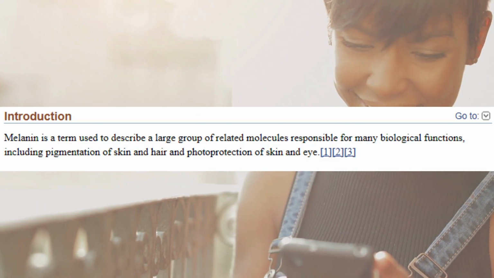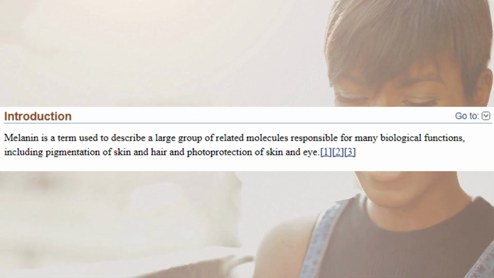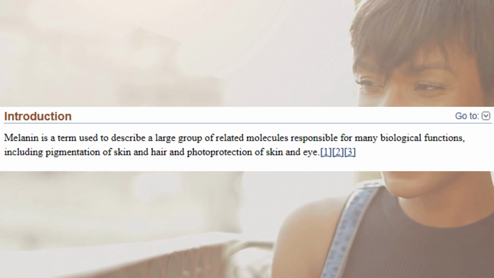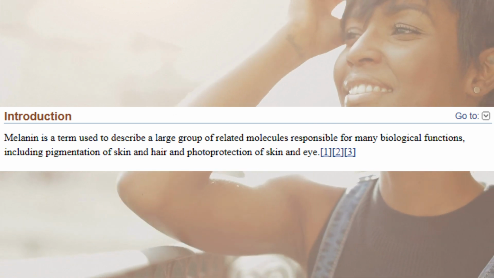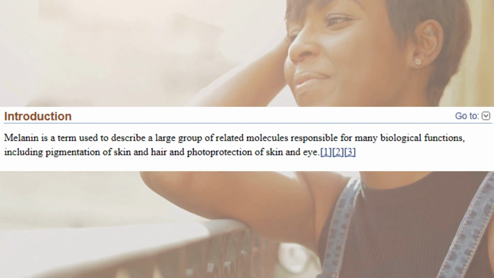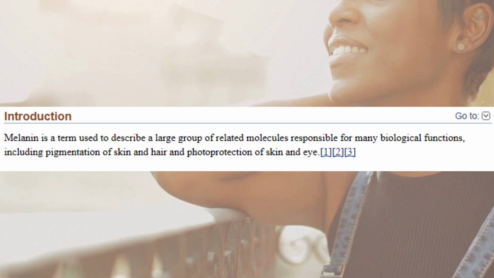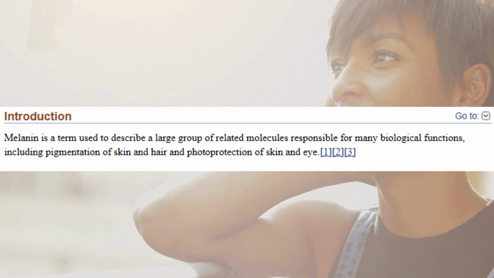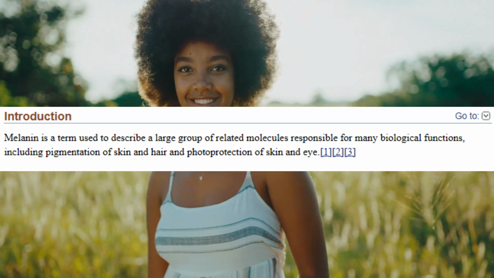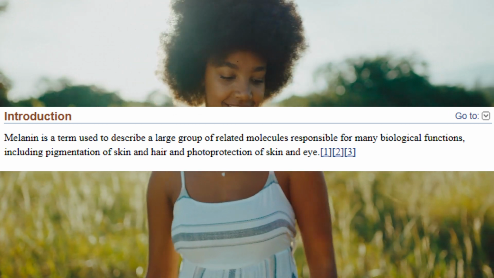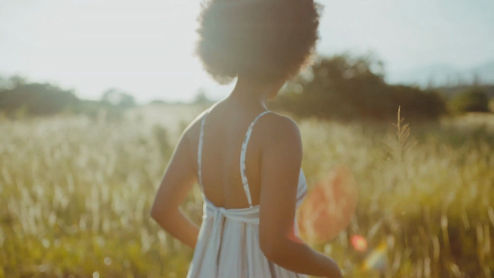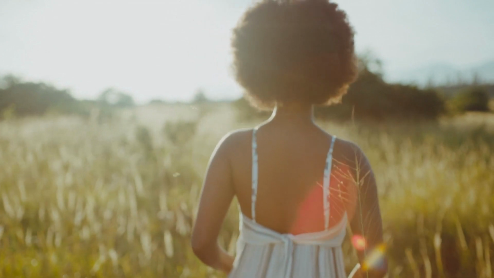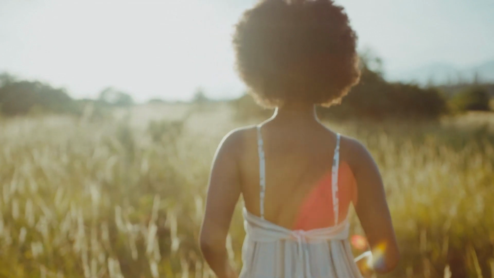According to a book titled Biochemistry, Melanin on the National Library of Medicine website, and I quote, "Melanin is a term used to describe a large group of related molecules responsible for many biological functions, including pigmentation of skin and hair, and photoprotection of skin and eye." In other words, melanin protects our skin from UV light and determines a person's skin color.